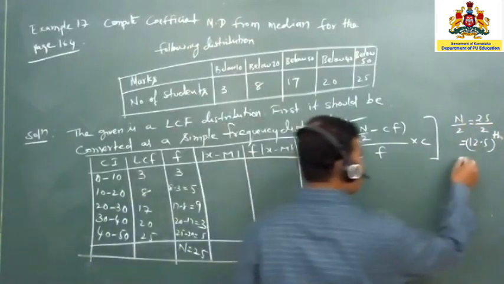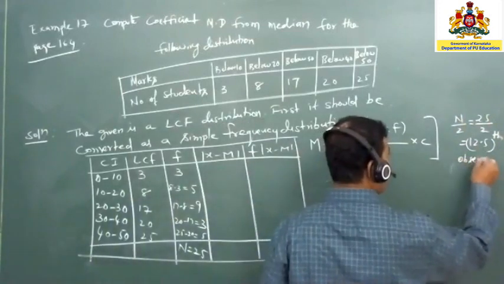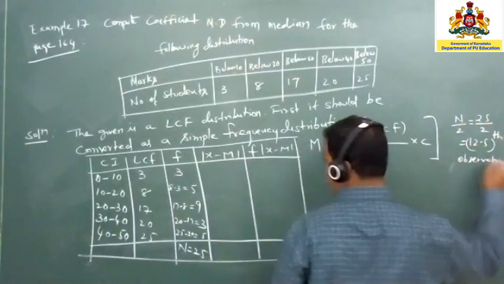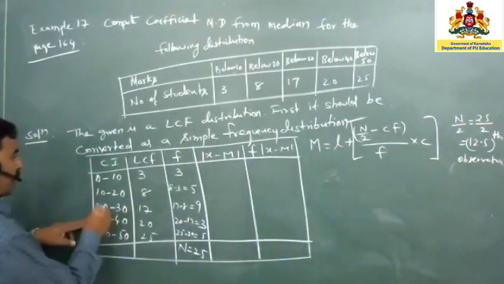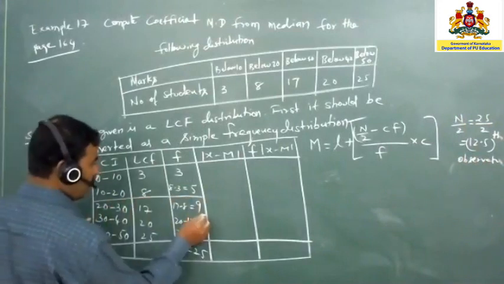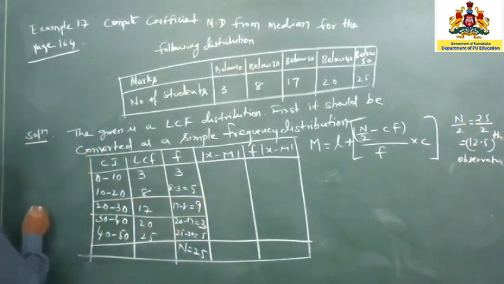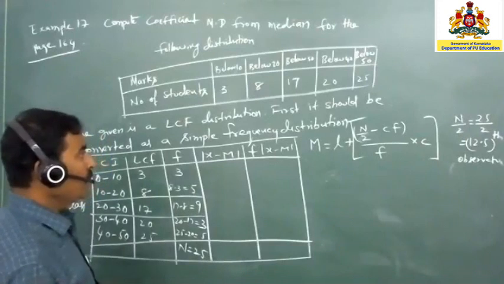See, the 12.5th observation lies in the LCF 17. So it will be the median class. It will be the median class.